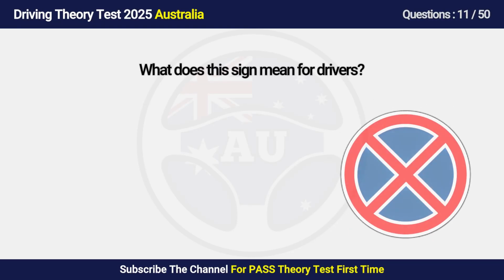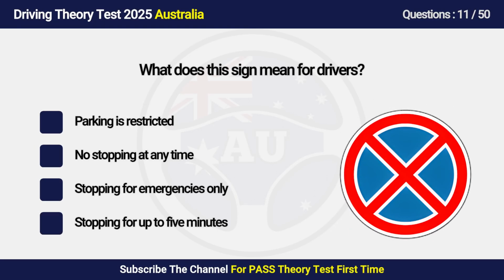Question 11. What does this sign mean for drivers? A. Parking is restricted. B. No stopping at any time. C. Stopping for passengers only. D. Stopping for up to 5 minutes.